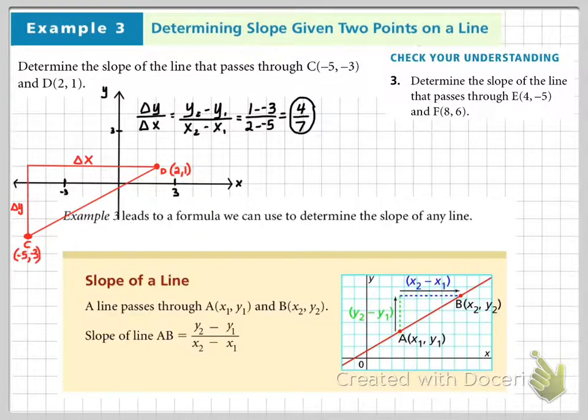Just cleaning this up, what I can say is that this leads to a formula that we can use to determine the slope of any line. The slope of any line from A, x1, y1 to B, x2, y2 can be found by saying y2 minus y1 over x2 minus x1. There's a question for you to try before you move on.